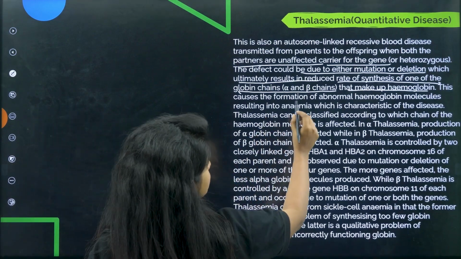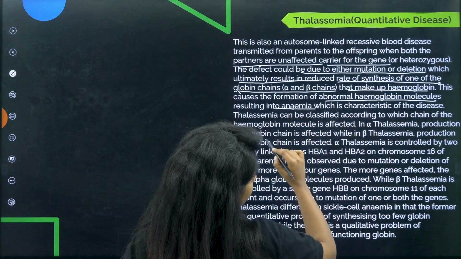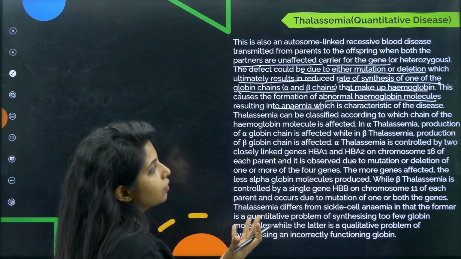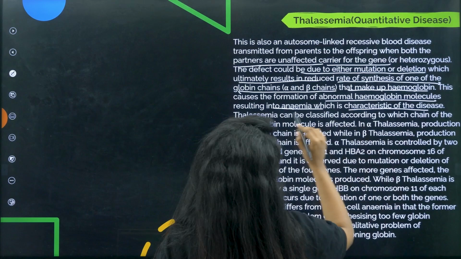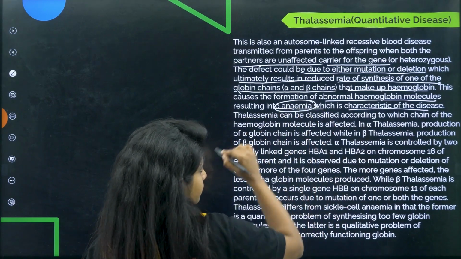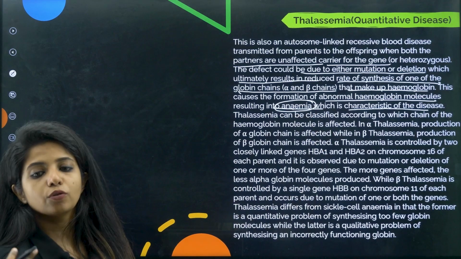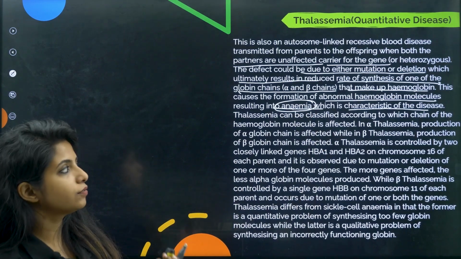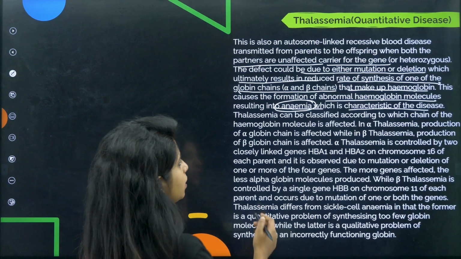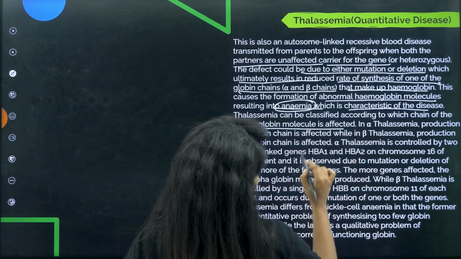Now this causes the formation of abnormal hemoglobin molecules resulting in anemia. Obviously if you are not having enough amount of globin chain, how can you form the hemoglobin in the first place, which is a characteristic of this disease. So anemia is caused, okay, where you do not have enough amount of iron, you do not have enough amount of hemoglobin. That is what anemia is all about, right? The hemoglobin structure needs all of this. If these things are not there, then obviously you get anemia. Thalassemia can be classified according to which chain of the hemoglobin molecules is affected.